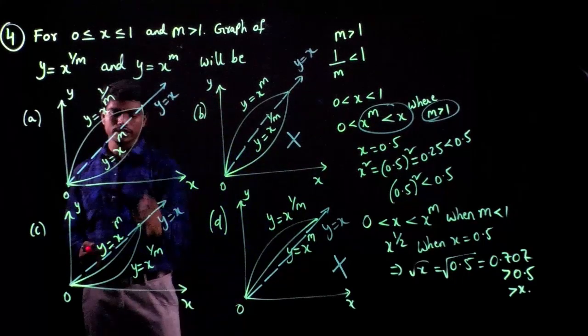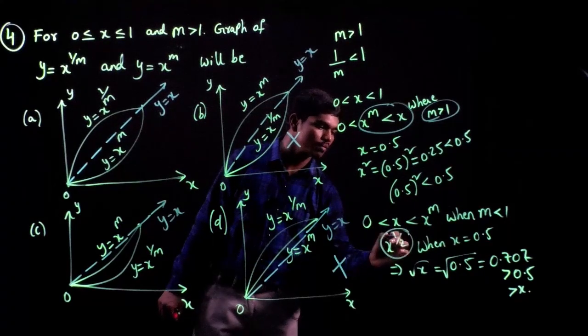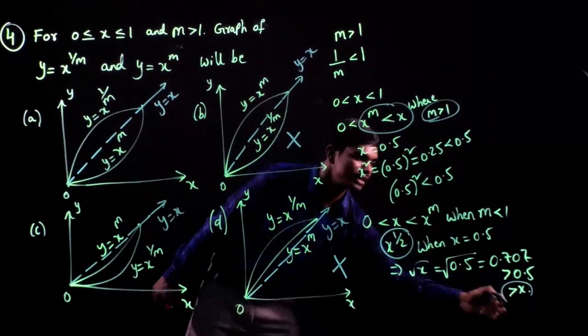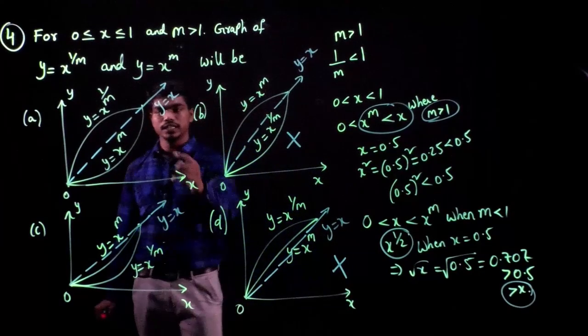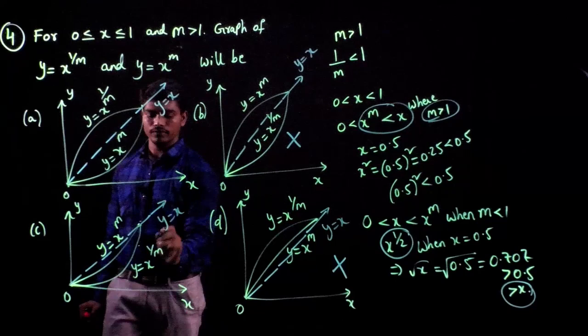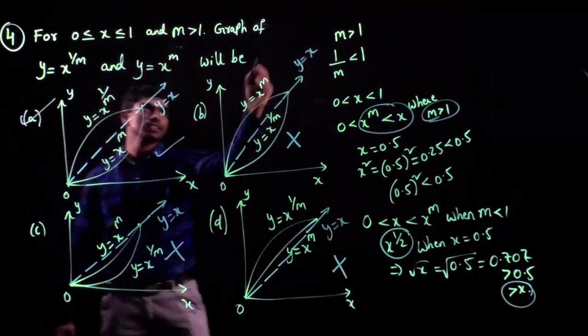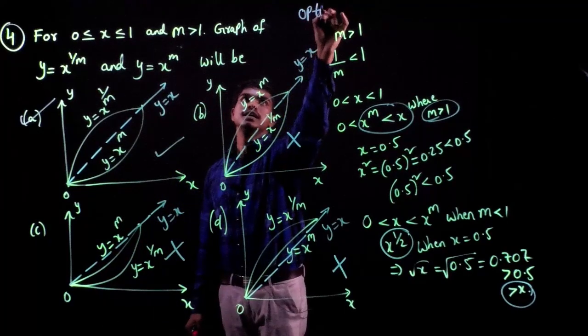And now out of these two options, if you see, this y is equal to x power 1 by m, which means x power 1 by m when m is greater than 1 should be greater than x. Yes or no? Which means this y is equal to x power 1 by m line should lie above y is equal to x, and which is not the case here but only here. So option A is the correct answer. So the correct option for this is option A.